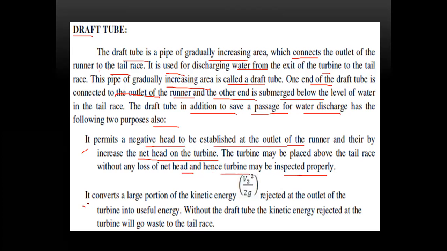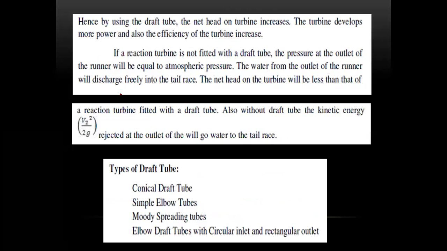Next, it converts a large portion of the kinetic energy, that is v square by 2g, rejected at the outlet of the turbine into useful energy. Without the draft tube, the kinetic energy rejected at the turbine will go waste to the tail race. Therefore, by using this draft tube, the net head of the turbine increases.